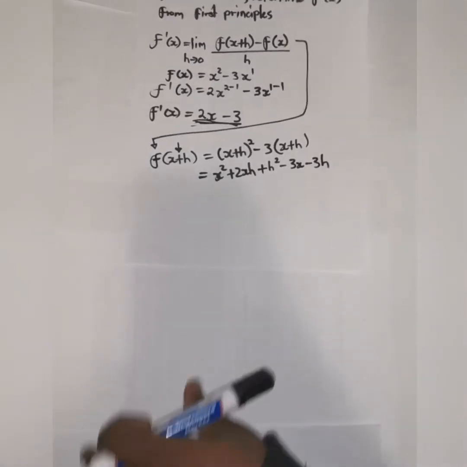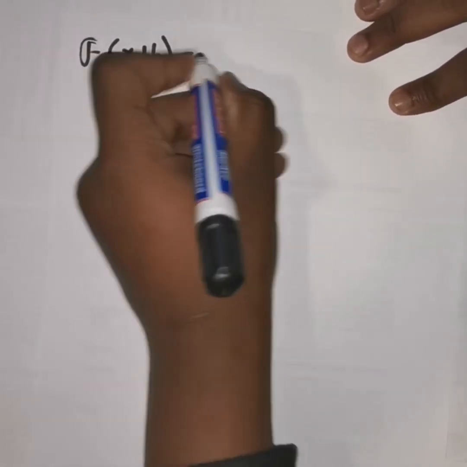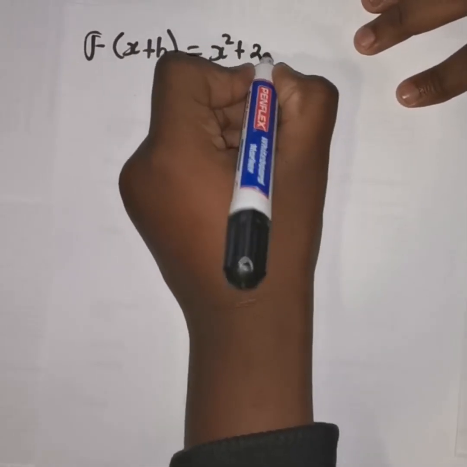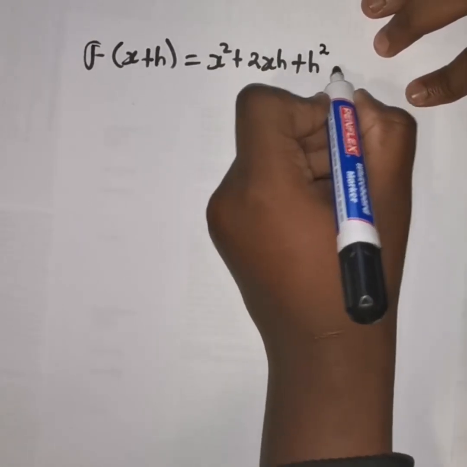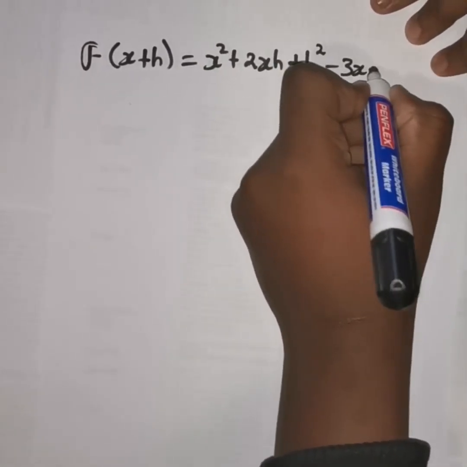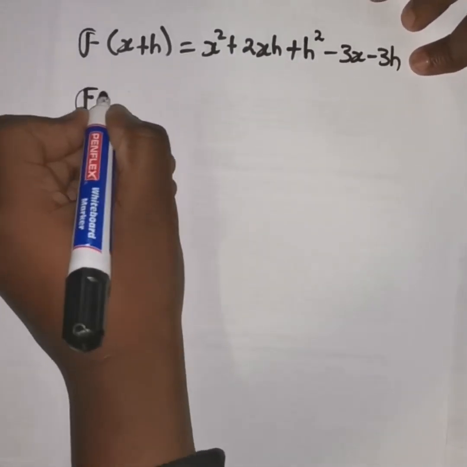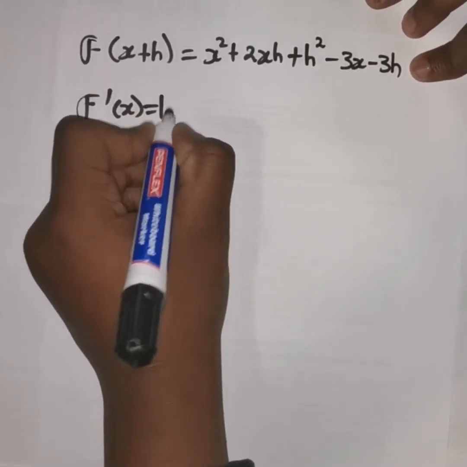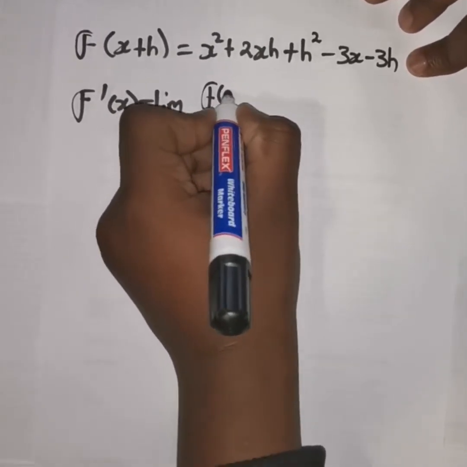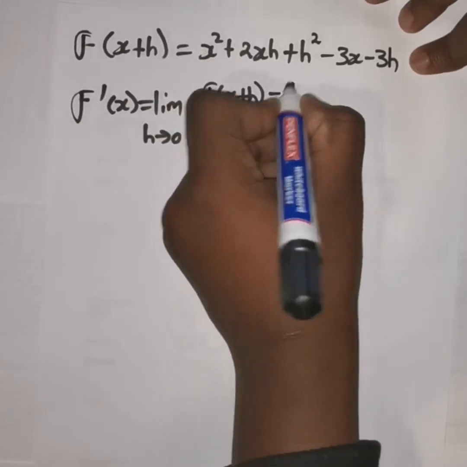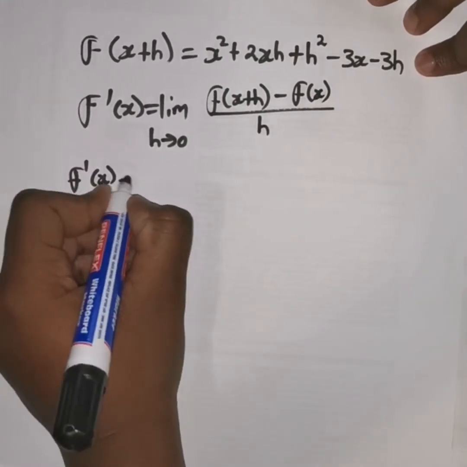I'm actually running out of space, so let me just switch on to the next page before I confuse you. On the previous page we had calculated f(x plus h), and it gave us x squared plus 2xh plus h squared minus 3x minus 3h. So we're going to substitute this into the formula for the first derivative. Let me first write down the formula again so that people can understand better. So this is how it's going to be.